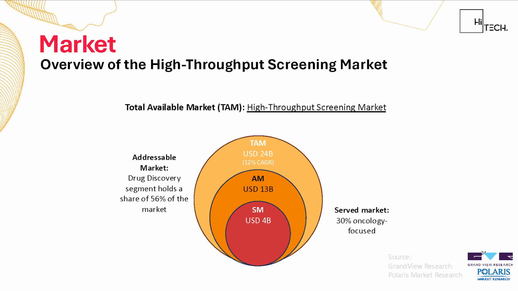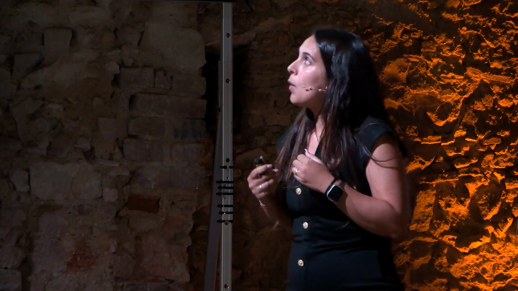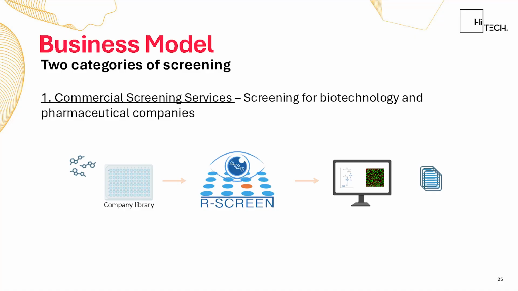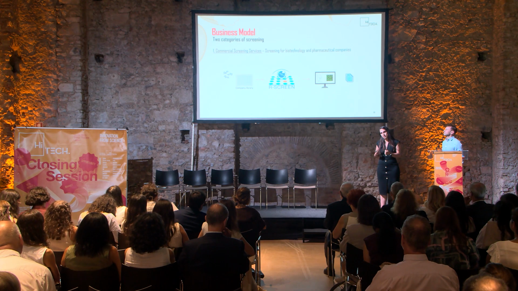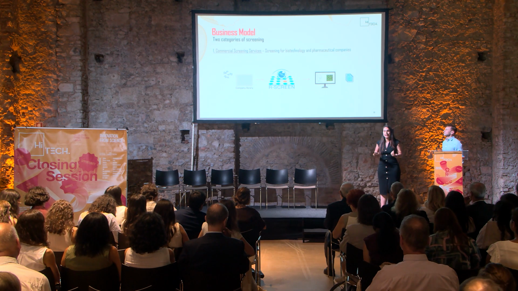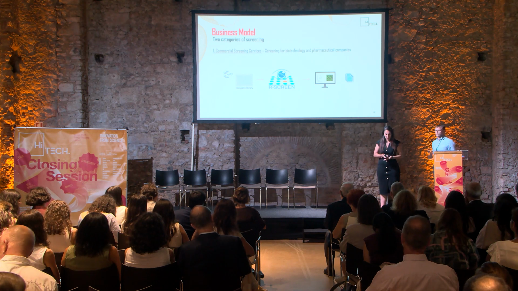We are placed in the high-throughput screening market, and here we will focus on the oncology-focused drug discovery segment, which brings our market to $4 billion. Our business model is twofold. First, we will offer commercial screening services, where biotech and pharmaceutical companies can provide us with their libraries, we screen for them, and then we give them a full report saying which drugs increased R loop levels.